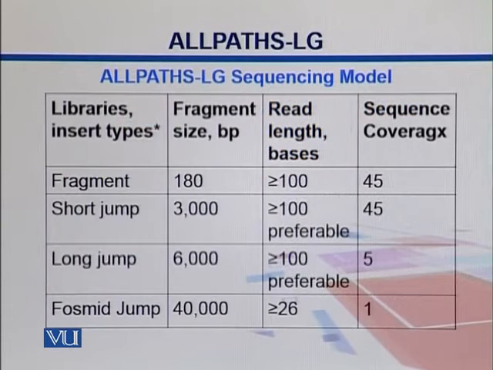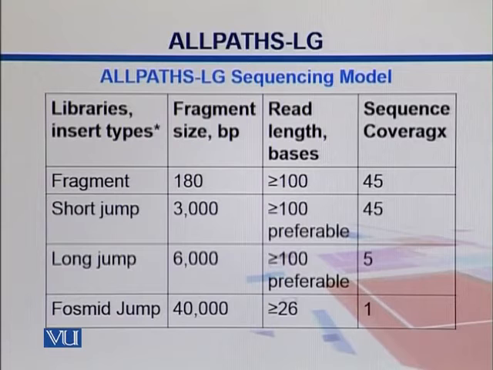In the ALLPATHS sequencing model, we can see how much coverage we can use. We have the libraries and insert types. We can have fragment libraries, just simple single end reads, no paired end reads, just fragments. Their size is 180 base pairs, and the reads we can generate from here are slightly over 100 base pairs. For these assemblies, using simple single reads, we might need a coverage of up to 45x in order to use the ALLPATHS-LG assembler.